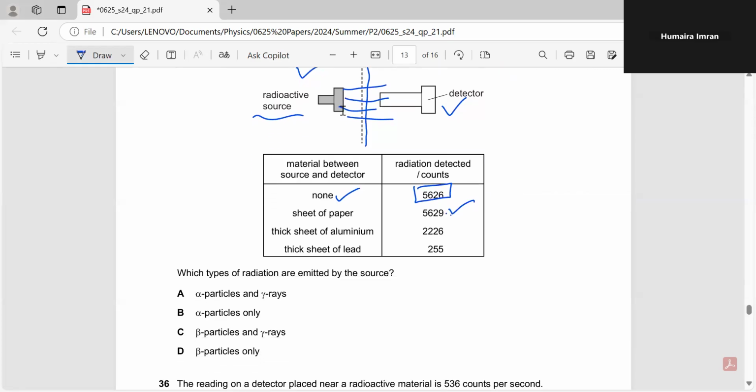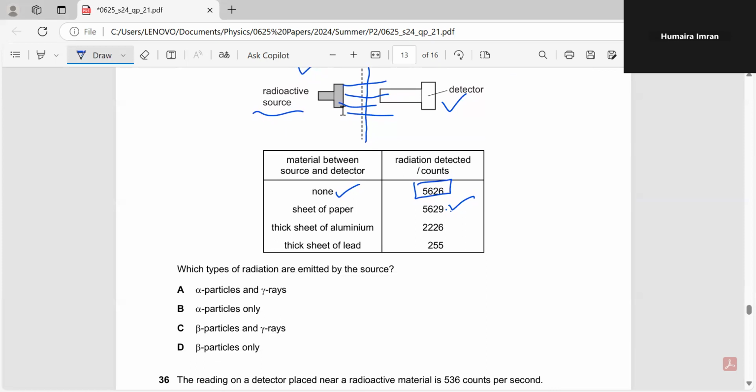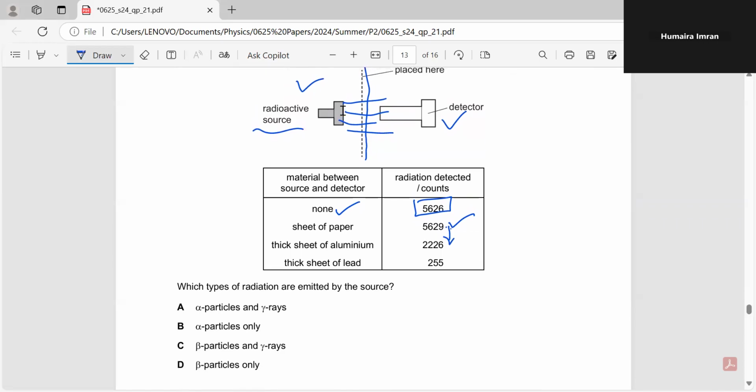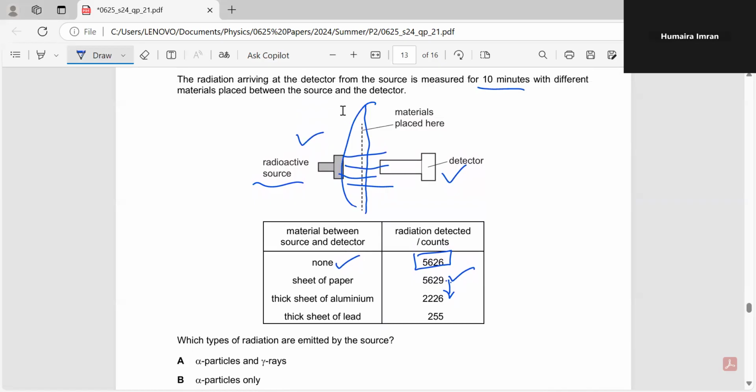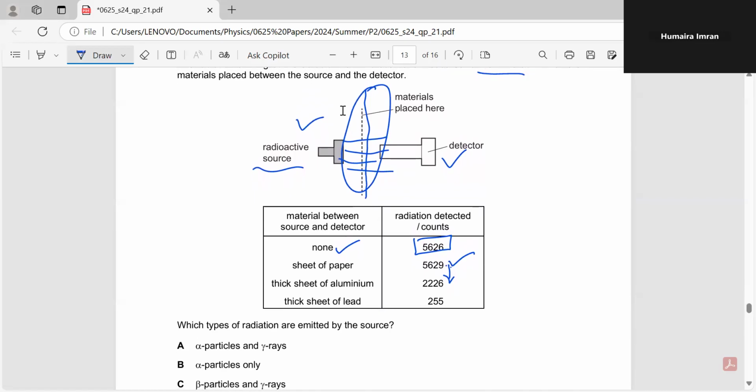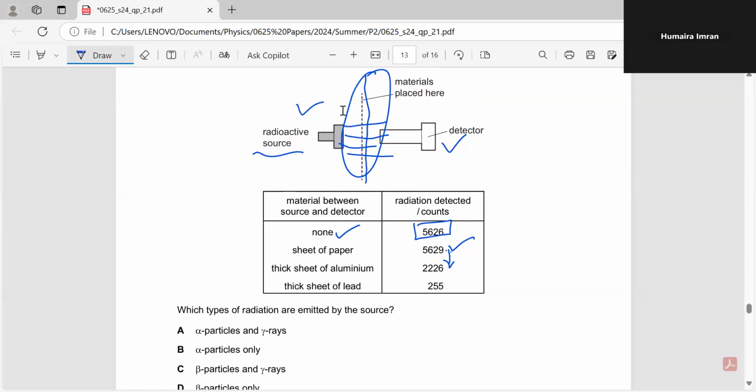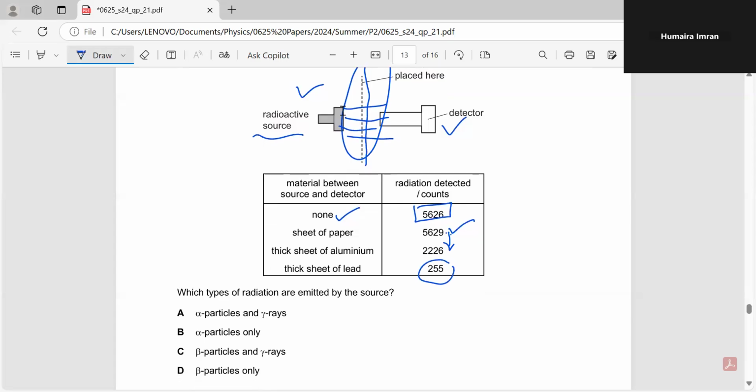With a thick sheet of aluminum, you notice how huge the drop is. Beta particles can be blocked by a thick sheet of aluminum, so beta particles are present in the radioactive source. When you place a thick sheet of lead, the radiation drops further. When you count and see the reading on the detector, it will be 255. Gamma radiation is blocked by a thick sheet of lead.